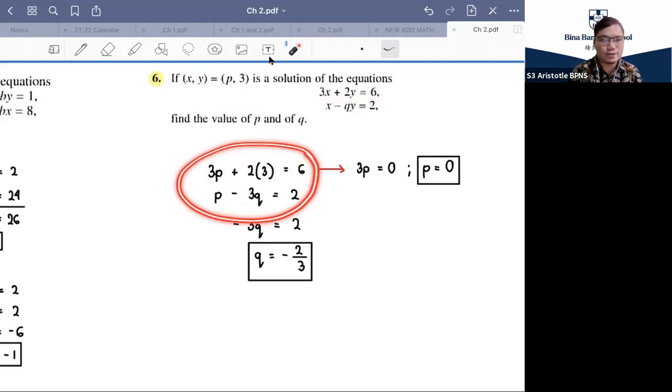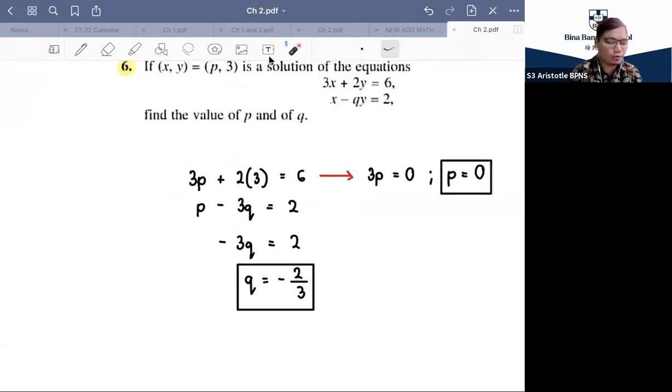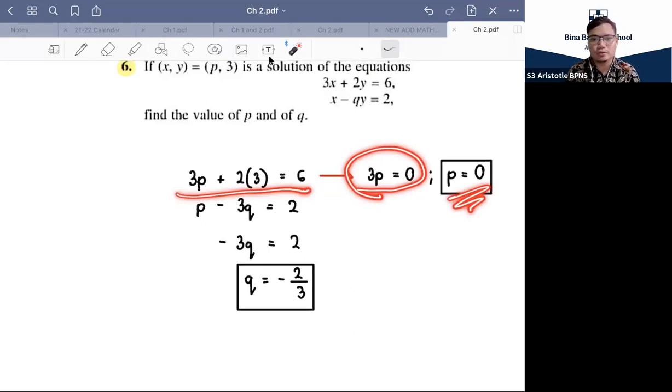Okay, so after this, what's after this? Now, looking at my first equation, of course, we are trying to solve for the value of p and q. Looking at my first equation, I only have one variable here, which is p, right? If I evaluate this, I'll end up with 3p is equal to 0. So therefore, p is equal to 0. So that's it right away. So p is equal to 0, right? Okay, so that's my p.